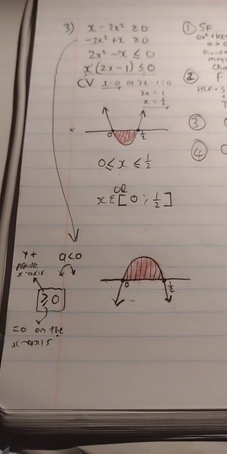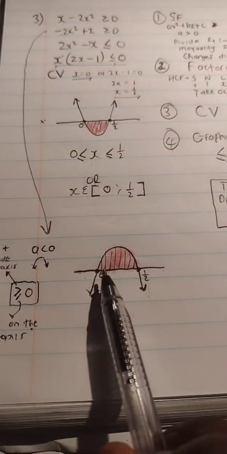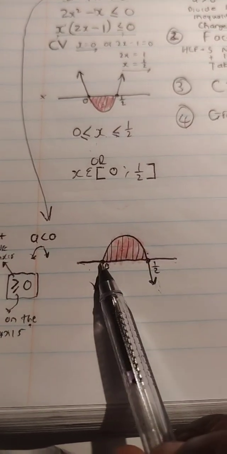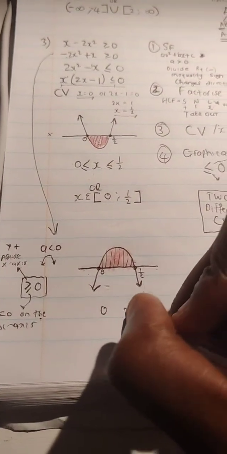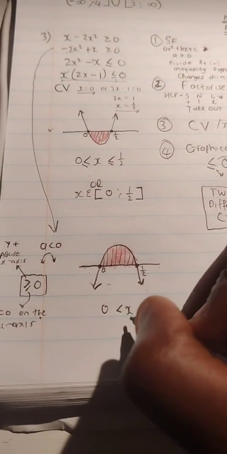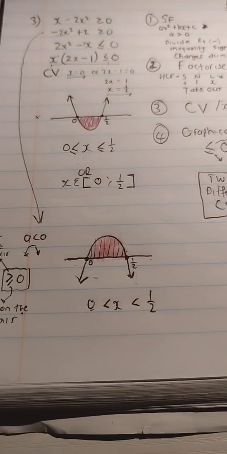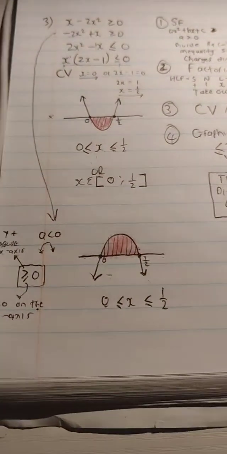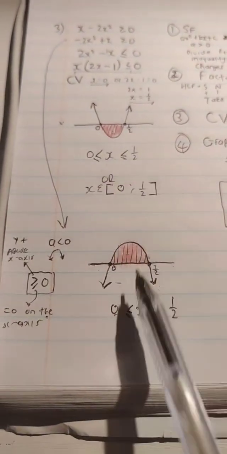But what is the solution? From here to there, we see above. From here to there, we see above. So we say x is greater than 0 but less than half still. And then on the x-axis, equal. Do you see that the answer is still the same?